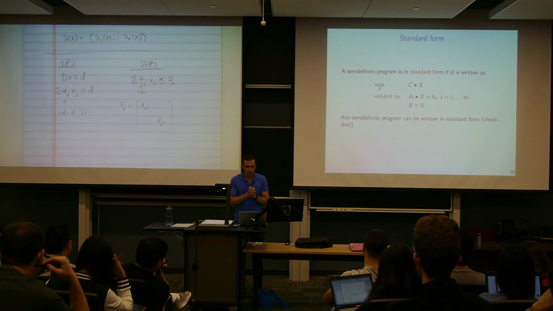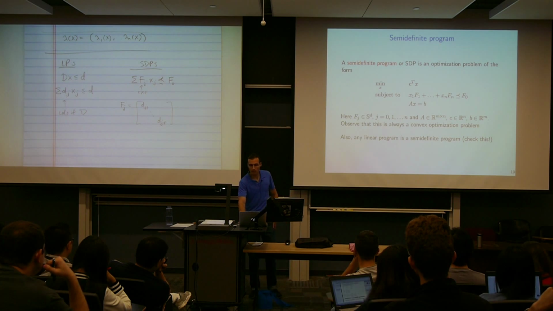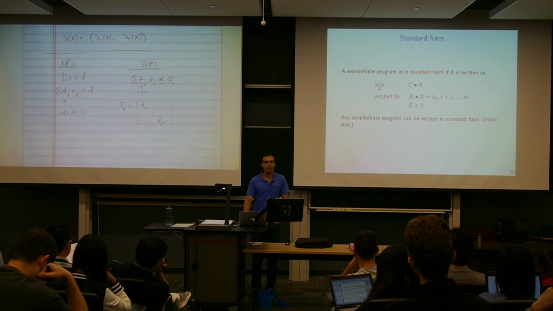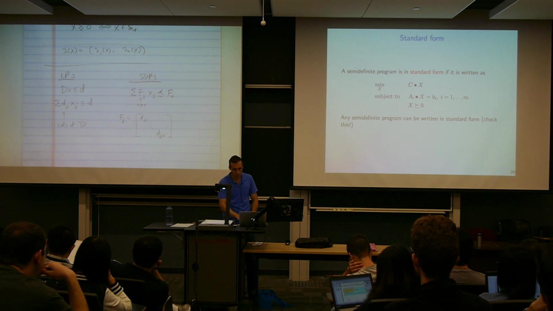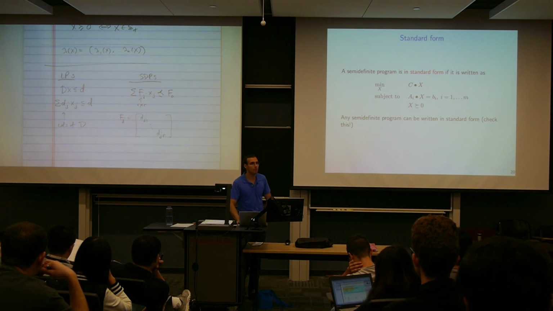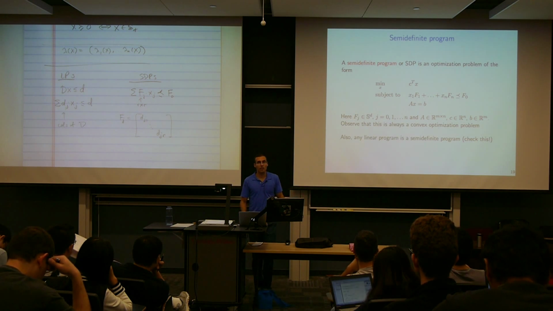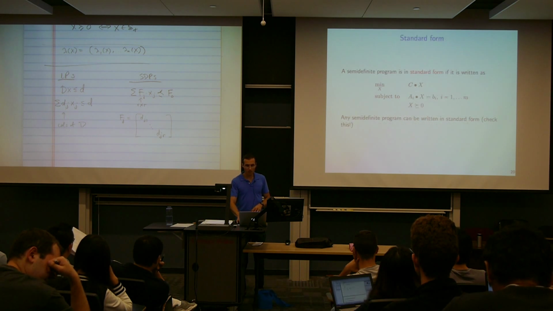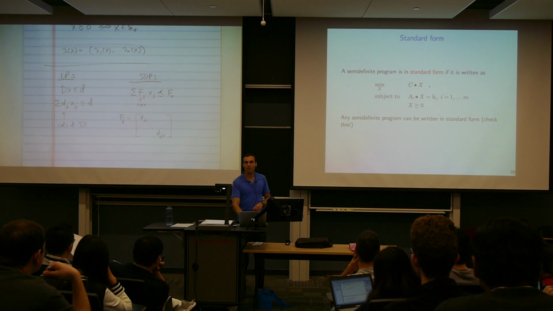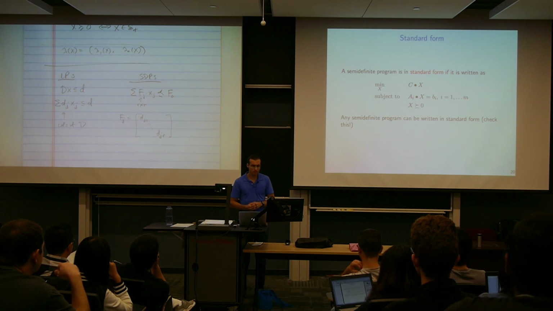You can probably see how to go from this to this. You use the argument that was just given earlier, which is that you make capital X a diagonal matrix with just this x on the diagonal. And you can work everything in that form. And then you have a bunch of linear equality constraints that enforce the off-diagonal elements of this X to be 0, so that it really is a diagonal matrix.